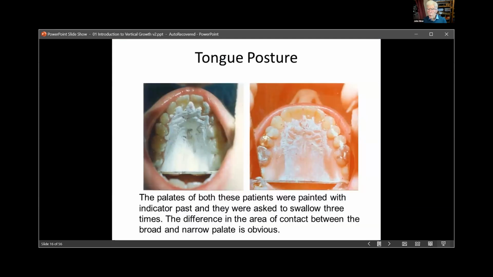I did a lot of my own research, and this is very simple stuff. I simply painted the palate of these two people, one with the wide jaw, one with the narrow jaw, with indicator paste. And I then asked them to swallow 3 times. You can see the exact position of the tongue on the wide maxilla, but obviously the tongue didn't touch the palate at all with the narrow maxilla. And again, that just shows in a very obvious way why we have wide or narrow maxillae.